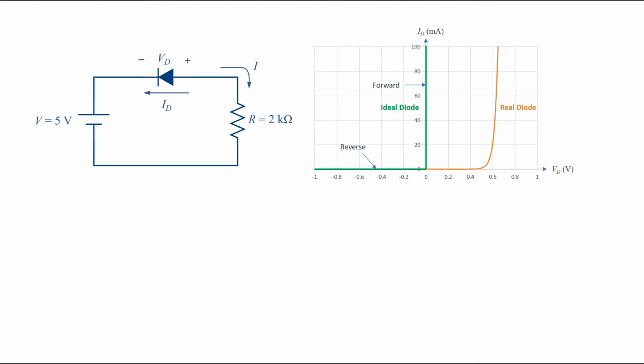What about the current when the diode is in reverse bias? In this figure, I have changed the direction of the diode, so the cathode voltage is more positive than anode voltage. Instead of changing the diode direction, we can change the polarity of the battery, negative on top and positive at the bottom. It would be the same.